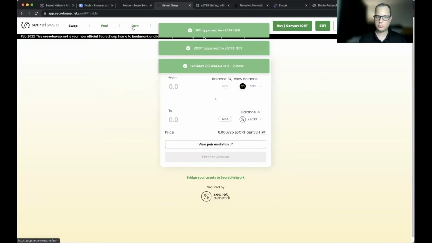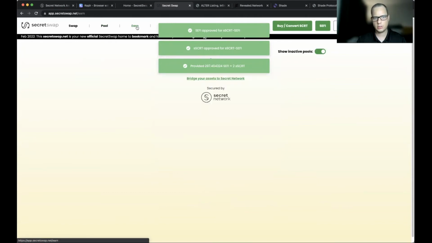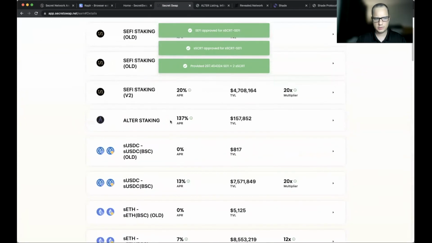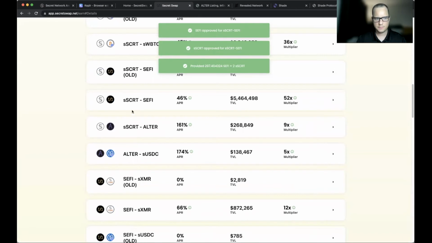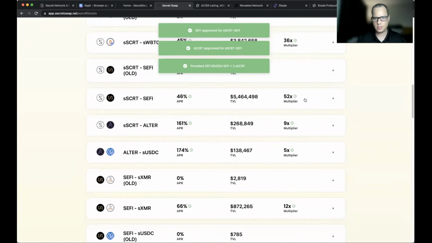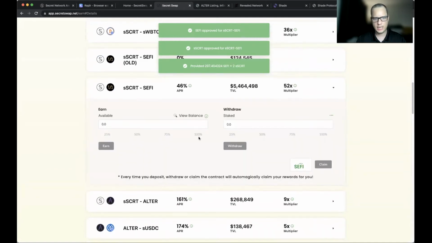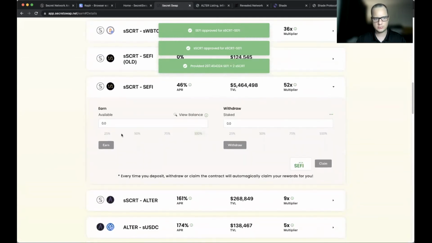Now we have the liquidity pool tokens because these transactions went through. So now we run over to Earn. And what we have to do is run down to the Secret/CeFi pool. And you can see that it's 46% APR. And so we're going to go ahead and add our LP tokens to this.